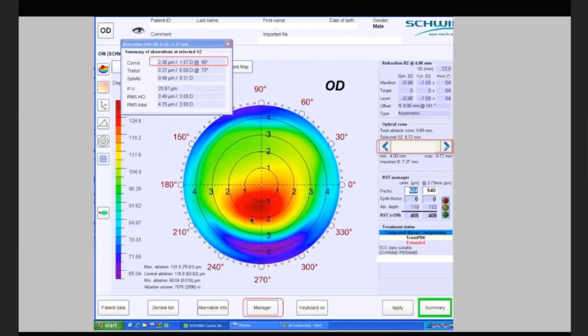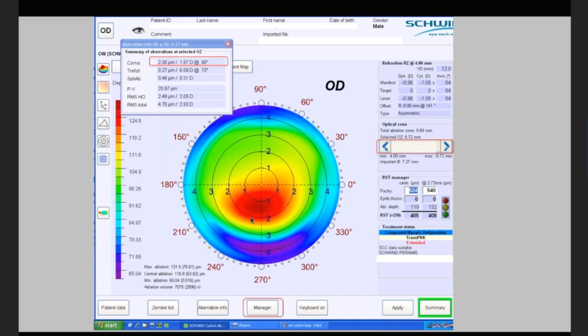So what are we going to do about that? Well, we're going to go to our manager function, and we're going to click on that, and you can look at the aberrometry information here. It's quite fun to do that at this stage, and see right away the coma is the dominant aberration here.